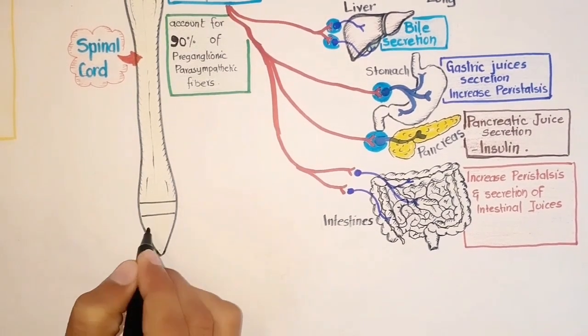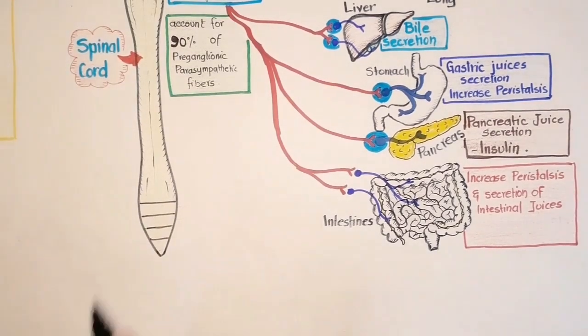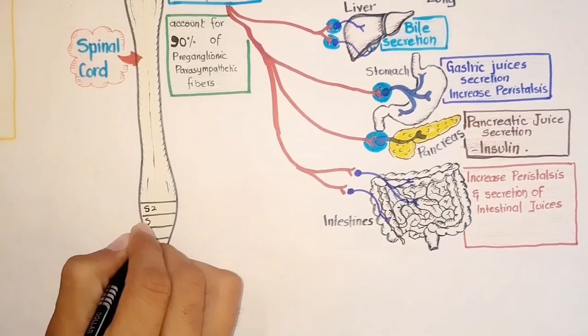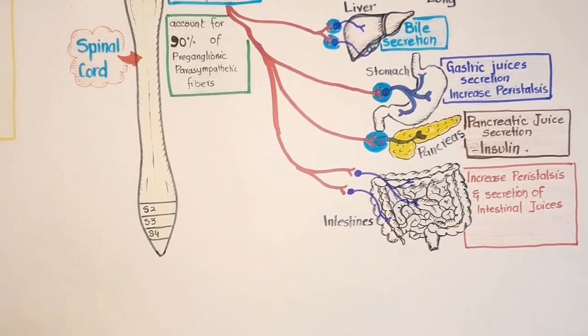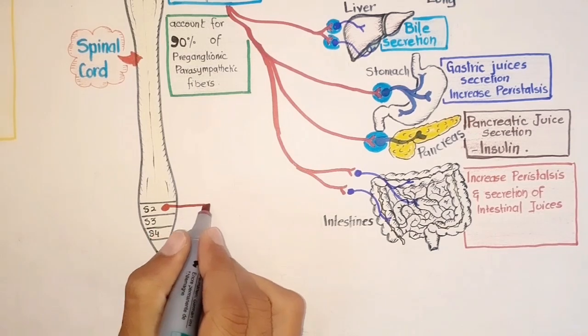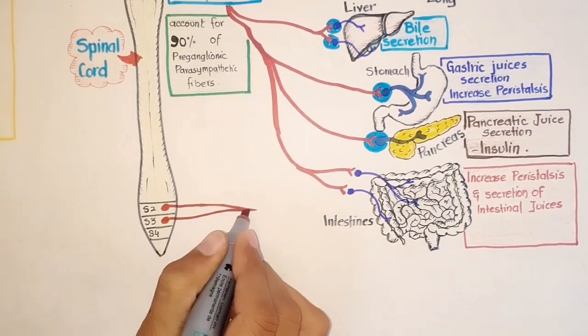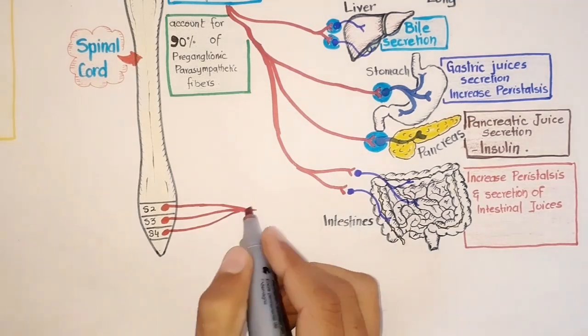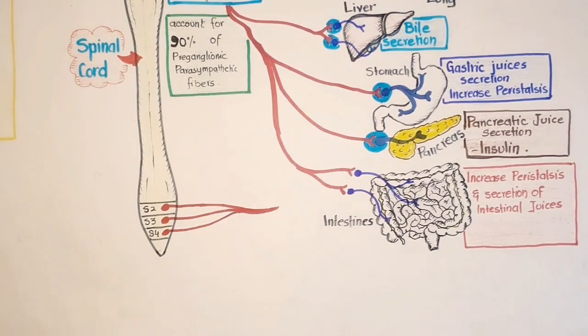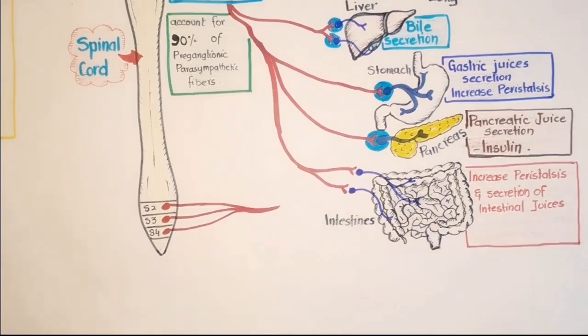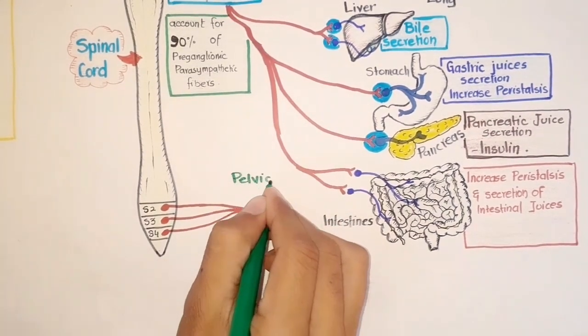After this, we have the sacral outflow. The sacral parasympathetic outflow consists of preganglionic fibers from the second to fourth sacral region, from S2 to S4, of the spinal cord, as I'm drawing here. Generally, these neurons supply those visceral organs which are not supplied by the vagus nerve. In addition, the preganglionic fibers arising from this region are called pelvic nerves.